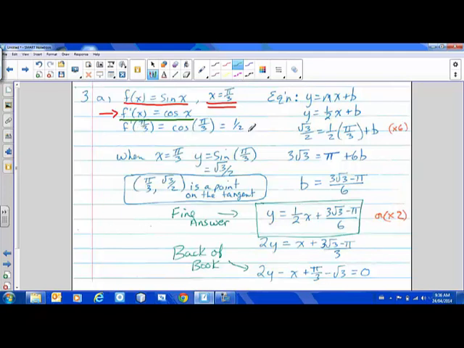And from grade 11, I guess, cos of pi over 3 is 1/2. From advanced functions for sure, but also from functions in grade 11, you probably did that. And if not, you plug it into a calculator, you see 0.5. I mean, for our purposes, that would be fine, I guess.